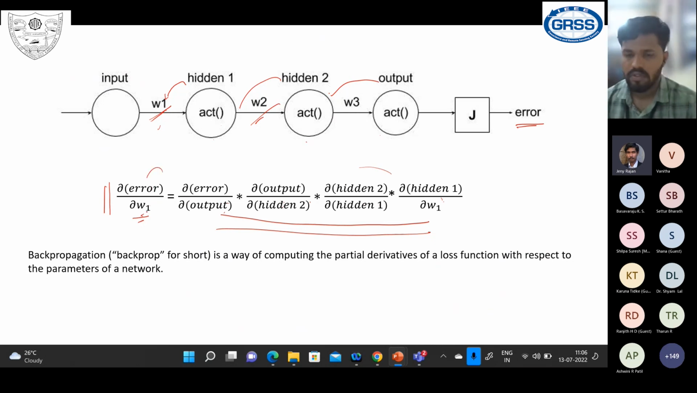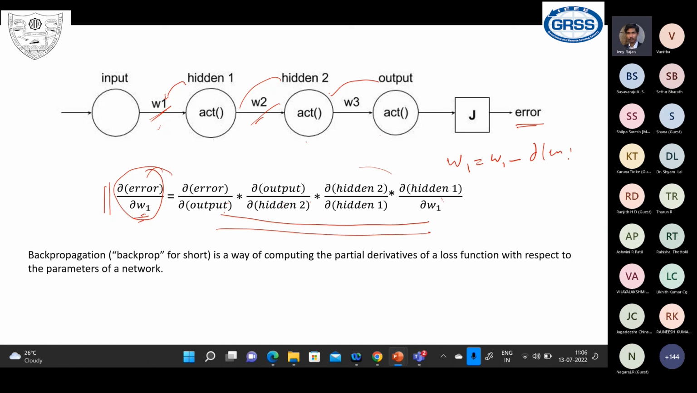Say error with respect to dou W1. Once we have dou error by dou W1, we can easily update W1: W1 is equal to W1 minus dou error by dou W1, right? So we get a weight updation formula for W1. In a similar way, we will update the values of all these parameters. After updating these values, again we will predict the output and see what error we are getting. Naturally, if the model is learning, the error will come down after every iteration. If the error is still there, again we update based on this updation formula, and continue this process till the model converges.